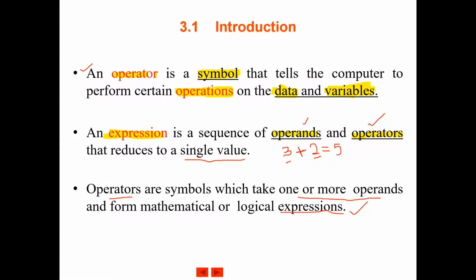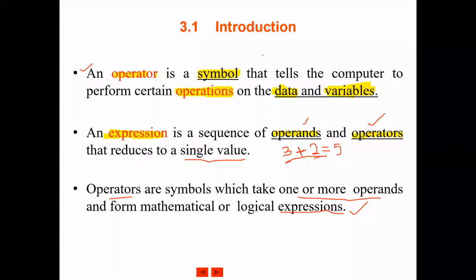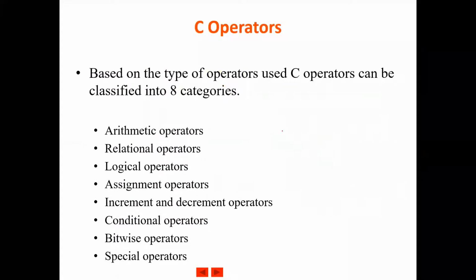We saw that expression is maths only. Don't think that this is computer science. How would we write an expression in mathematics? You will be writing, for example, 3 plus 2 equal to 5. You will be writing expressions using relational operators. So all these are expressions. So operators are symbols which take one or more operands and form a mathematical or a logical expression. Now we will move on to the next slide, where we are going to see different types of operators.